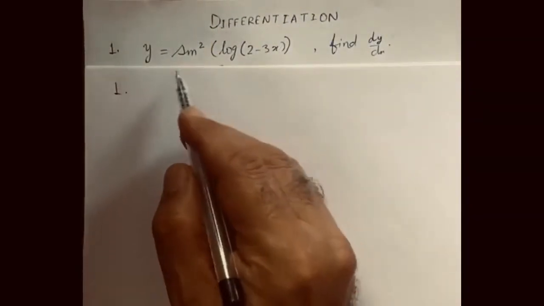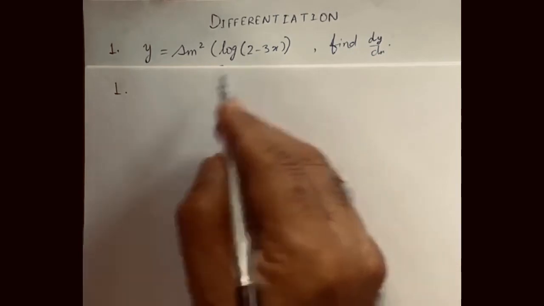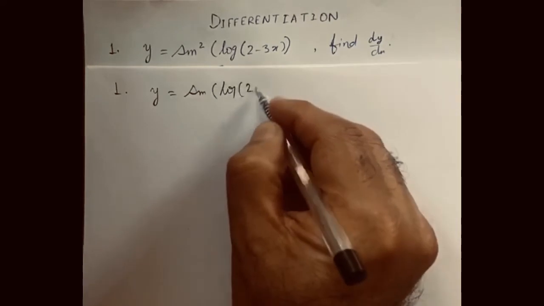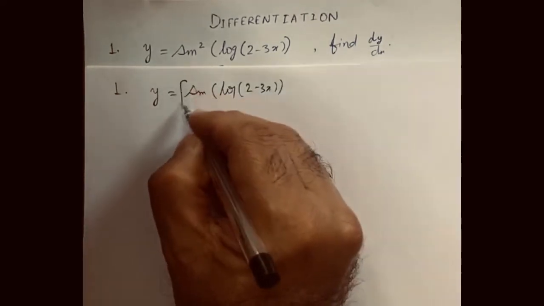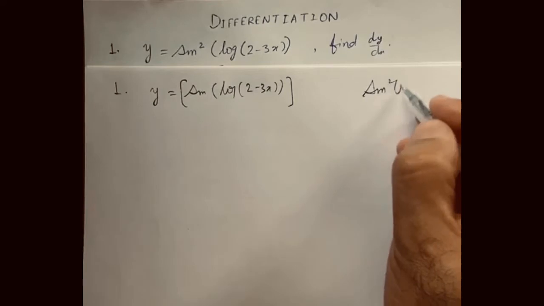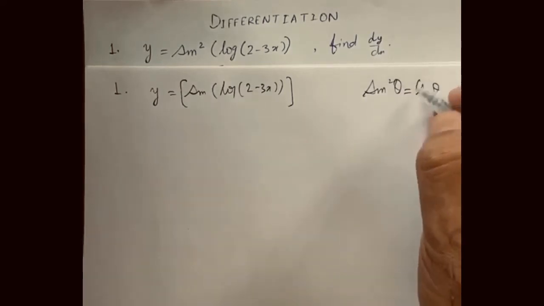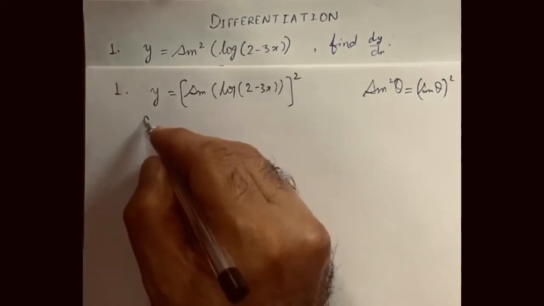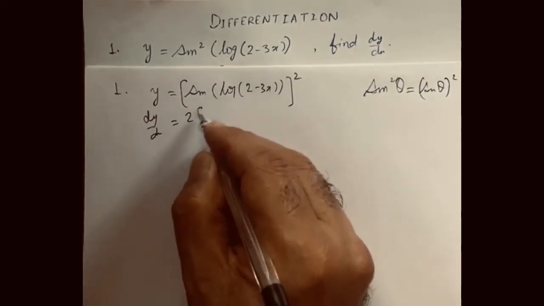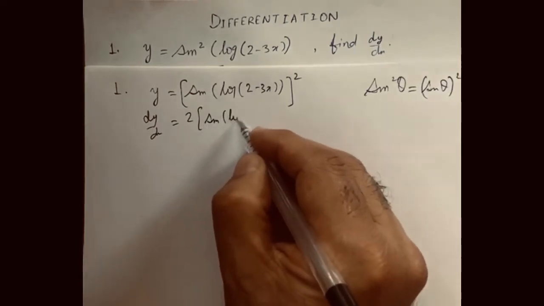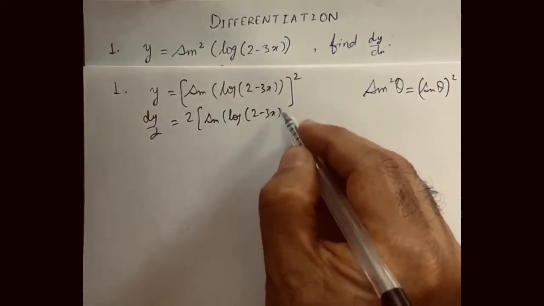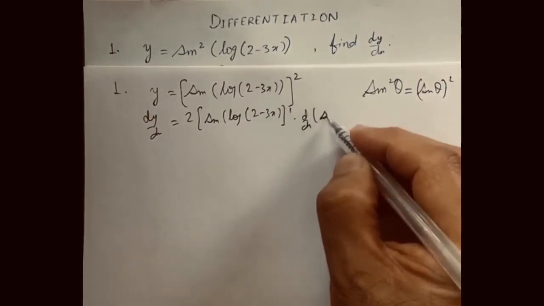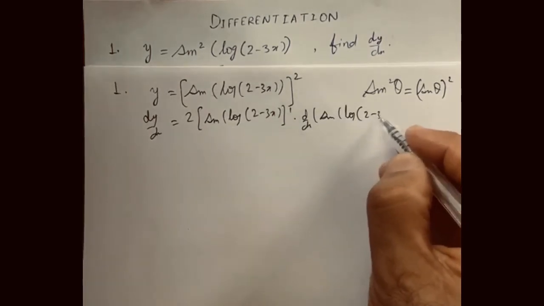The first one, y is equal to sine square of log of something. This can be written sine of log 2 minus 3x. Sine square theta is sine theta whole square. So this is something with respect to derivative. This will be 2 into sine of log 2 minus 3x raised by 2 minus 1, that is 1, into derivative of sine of log 2 minus 3x.